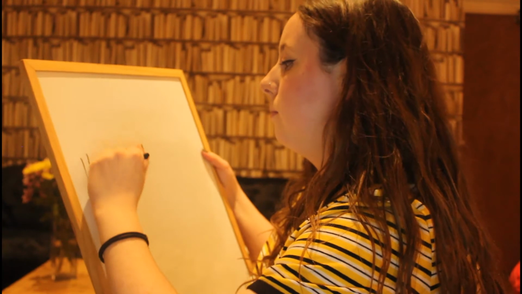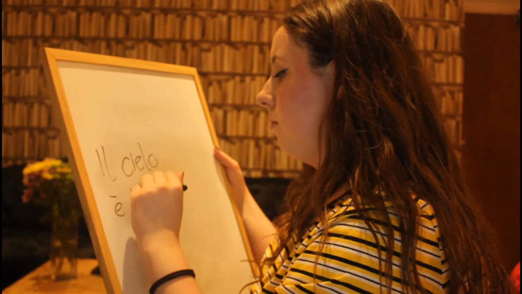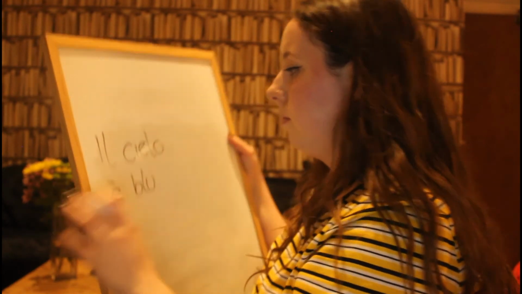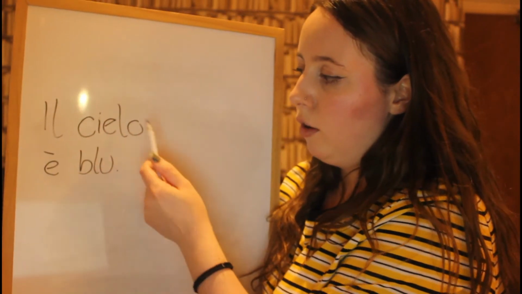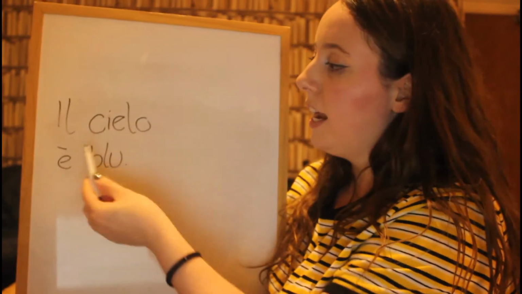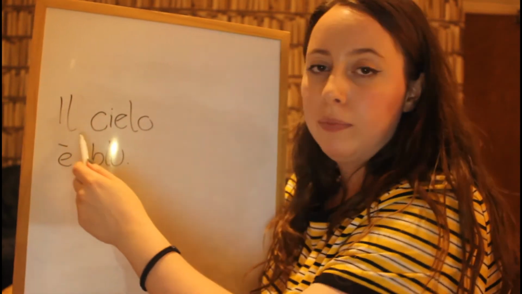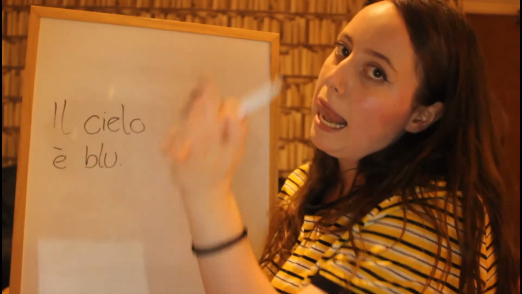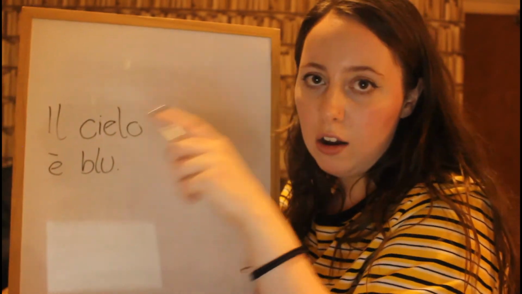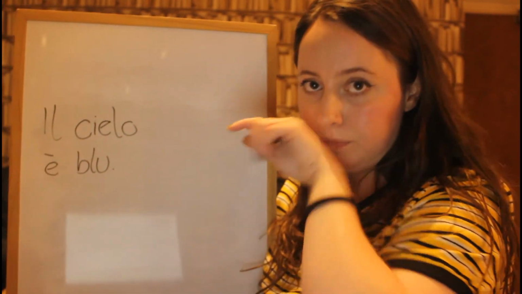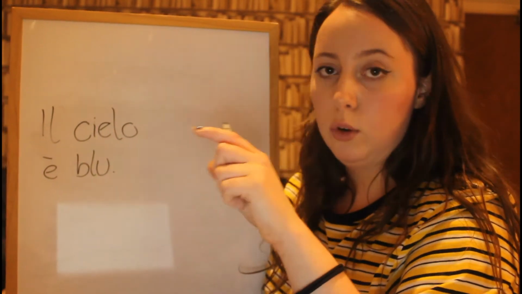And then we have: il cielo è blu. Il cielo è blu. So this is another article. This is called, just like la pizza, the definite article. When you say the definite article, it always means you're talking about the.